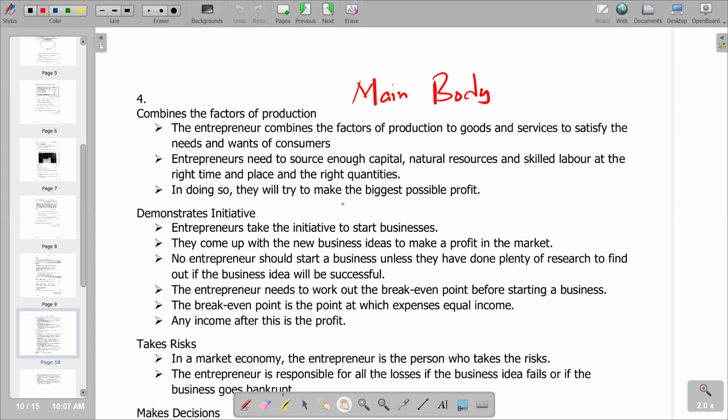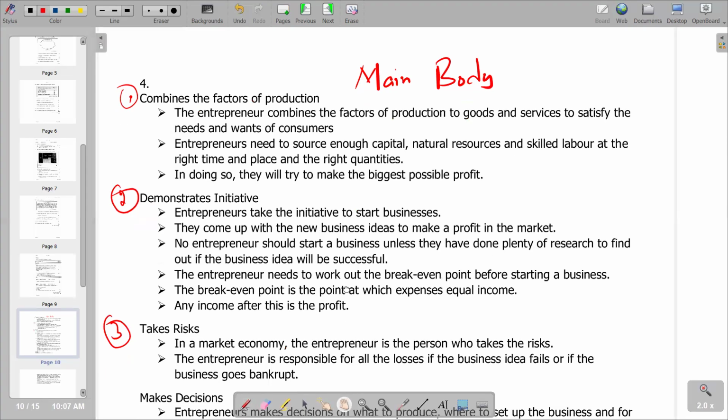So the second point is saying they come up with new business ideas to make a profit in the market. So basically, that's what we have. We have other explanations that are enhancing the demonstration of initiatives. So this is the first characteristic that we have, and obviously this is going to be the second characteristic. And taking risks also is another characteristic.